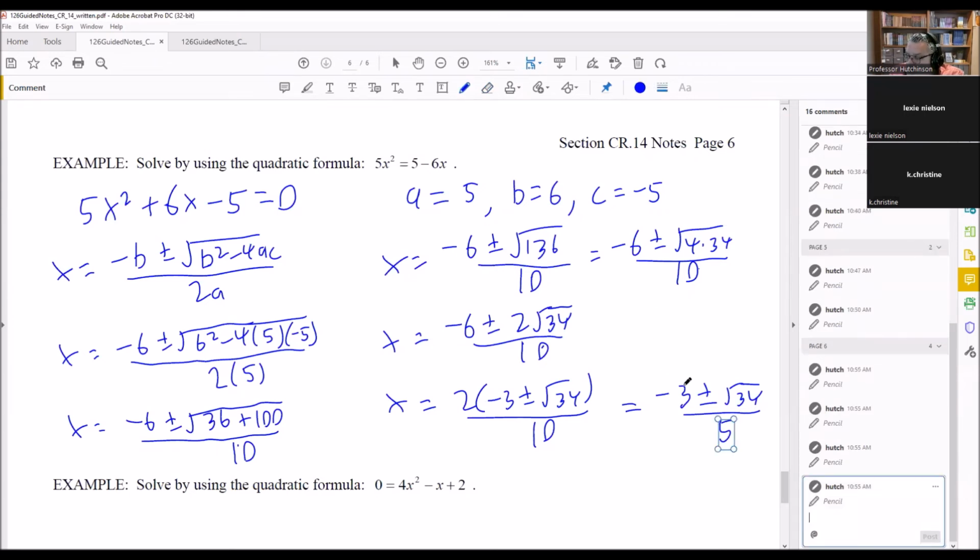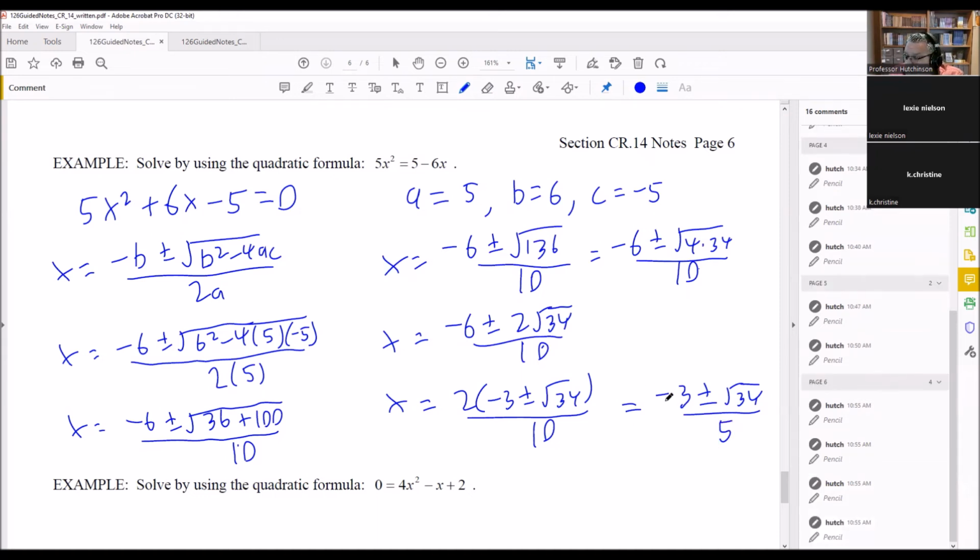So here is your final answer on that. This is what you would write in MyOpenMath: -3 plus or minus root 34 all over 5. And that would be the reduced form. So you do want to try and reduce this as much as possible. In this case, the only thing we could reduce was the 2 and the 10. The 2 goes away, but there's a 5 still left on the bottom. And that's how you want to do that one.